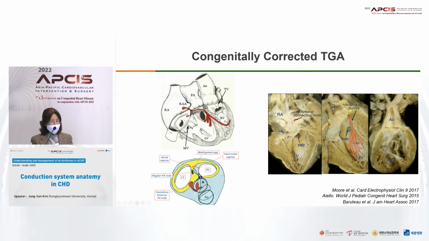So instead, the anterior node is positioned anteriorly, which connects to the ventricular bundle. The course of the non-branching bundle is relatively long, encircling the left ventricular outflow tract, and then going anterior superiorly to reach the superior margin of the VSD, if present.